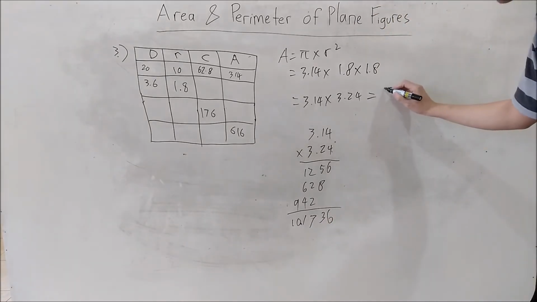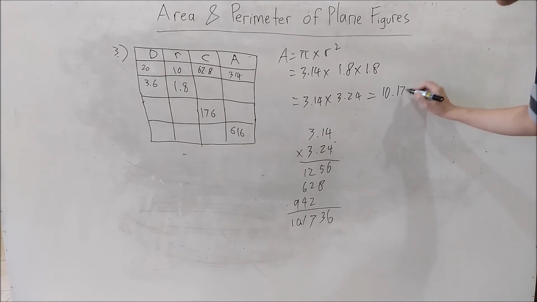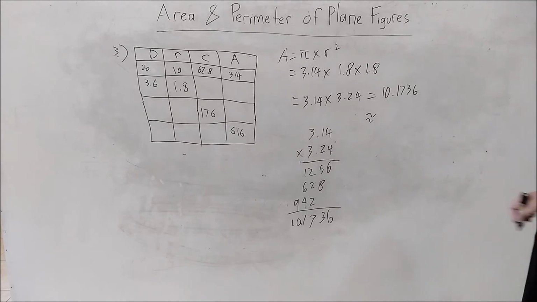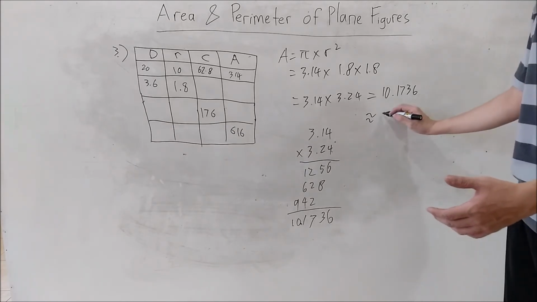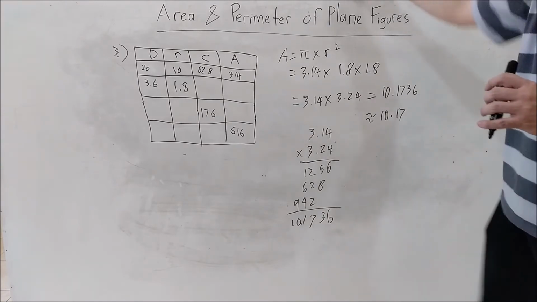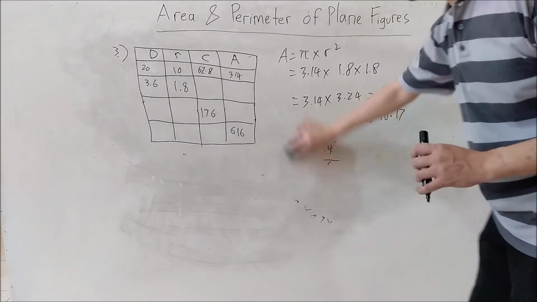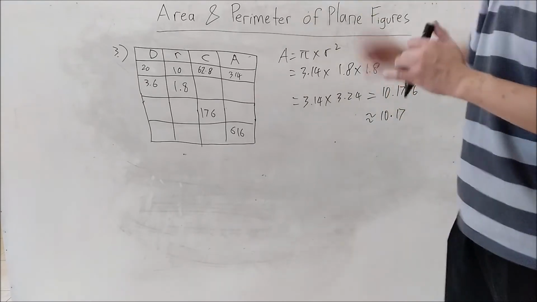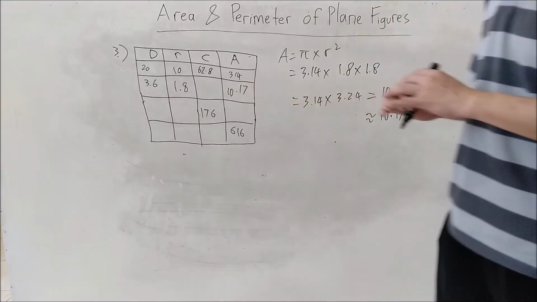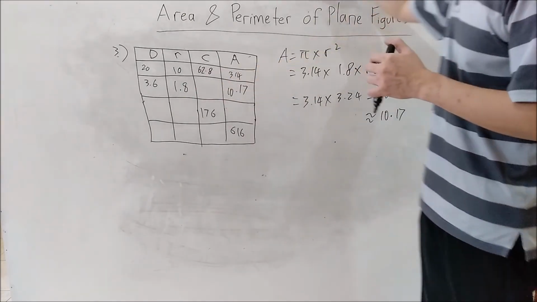So the answer is 10.1736, or if you round it off to 2 numbers after the decimal point, it will be 10.17. That's for the area of the second circle, 10.17. Okay, for the circumference, you have to find it yourself.